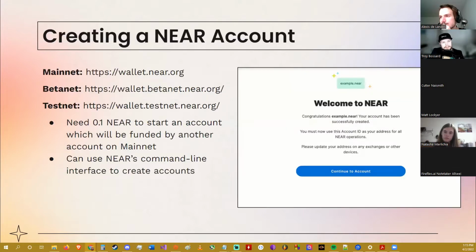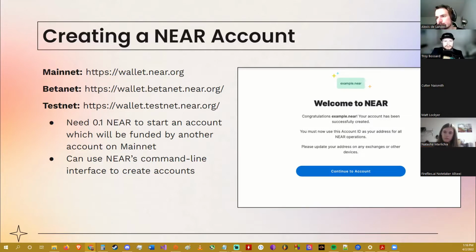As I mentioned previously, we're actually going to be doing an account creation activity together. But here are some of the links that you can use to create an account. Mainnet is wallet.near.org, betanet is wallet.betanet.near.org, and testnet is wallet.testnet.near.org. In order to fund an account on Near, you need 0.1 Near. This is for mainnet specifically. You need 0.1 Near to start an account, and that will be funded by another account. You can buy it on an exchange and fund it from there, or get one of your friends to send you some Near. You can also use Near's command line interface to create accounts as well.